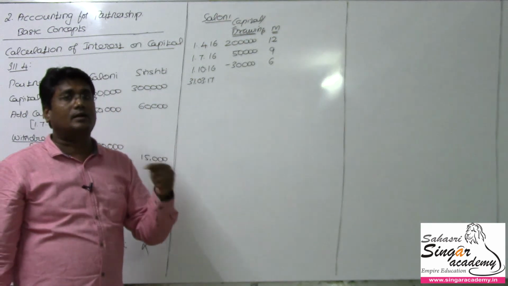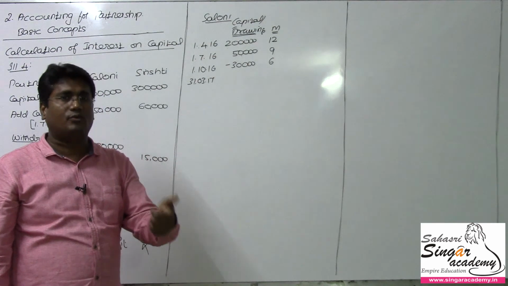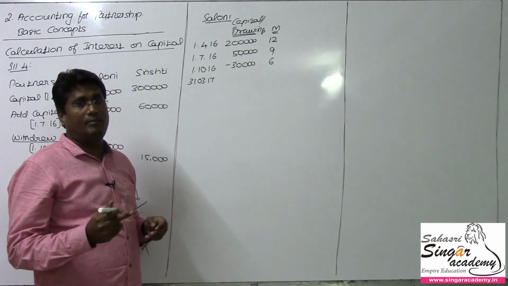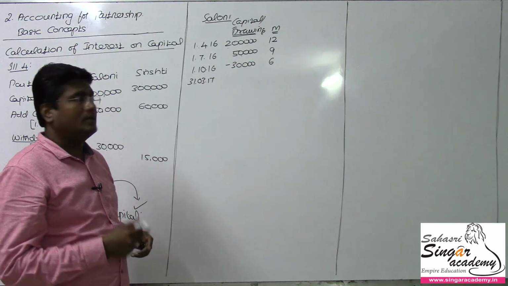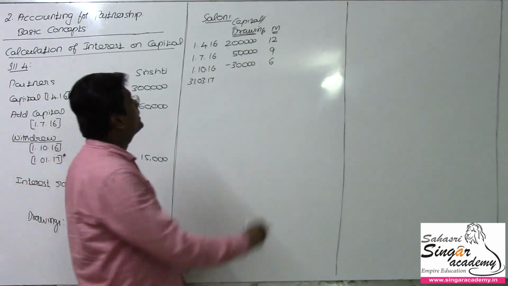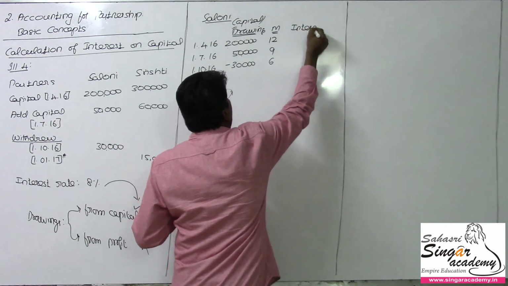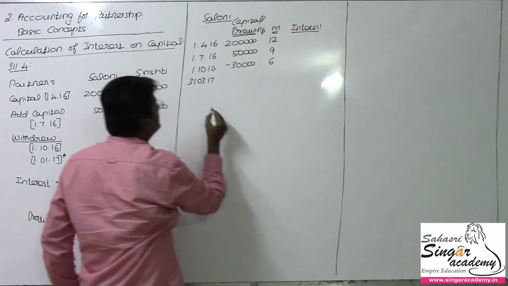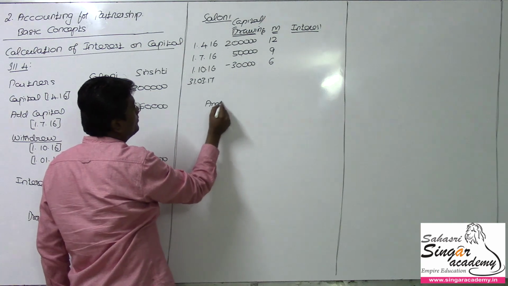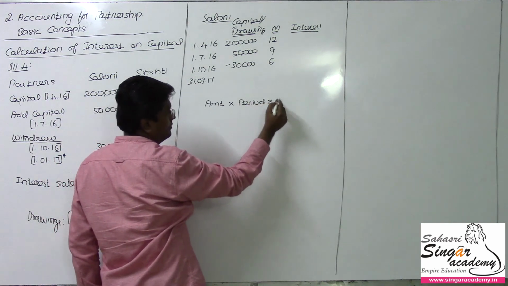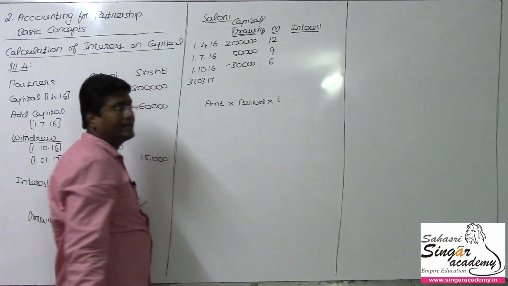These two were the contribution made by the partner to the firm, so of course we have to pay that, meaning the firm has to pay him interest. In this case, the firm has to recover the interest from the partner, so it's a deductible value. So now we are going to calculate the interest here. The interest calculation is very simple: amount into period into rate of interest. That's how we can calculate.